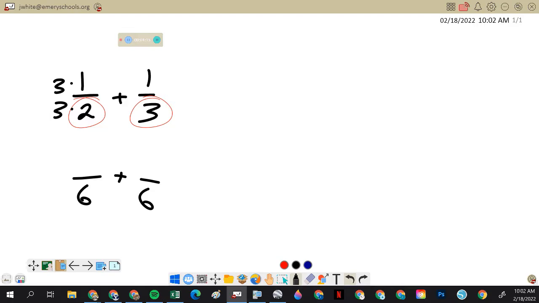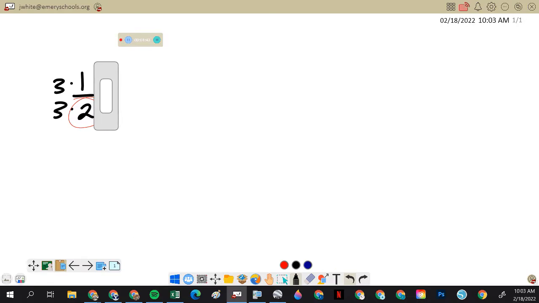Why does multiplying the top and the bottom by 3 still maintain the same number? Yeah, 3 over 3 is the number 1, and anytime you multiply by 1, you get the same answer. That gives me 3/6, and over here, we have 2 over 6 for a total of 5 over 6.